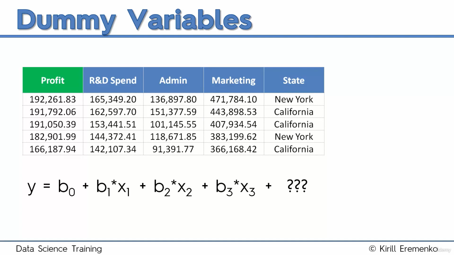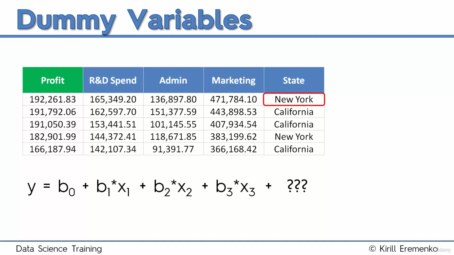So we talked about types of variables before, and we understood that there's categorical variables and there's numeric variables. Well, in this case, state is a categorical variable, and therefore we can't add it to our equation. We need to do something about this situation. And the approach that you need to take when you face categorical variables in regression models is you need to create dummy variables. Let's see how we can do that.